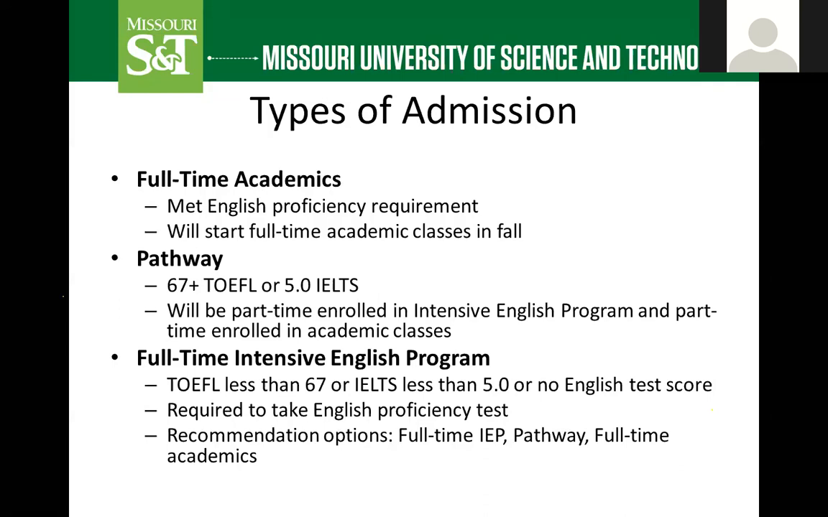So if your TOEFL score is less than 67 or your IELTS score is less than 5.0 or you don't have an English test score, you'll be admitted for the full-time intensive English program. Again, here you'll need to take that English test that we talked about before, and then you'll be recommended for the full-time intensive English program. So that means that all of your classes will be English language classes.